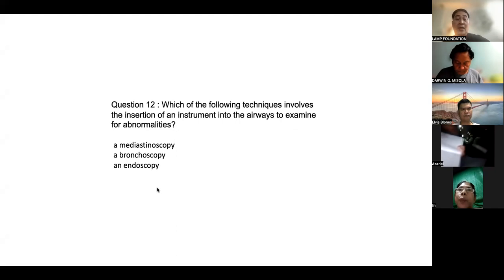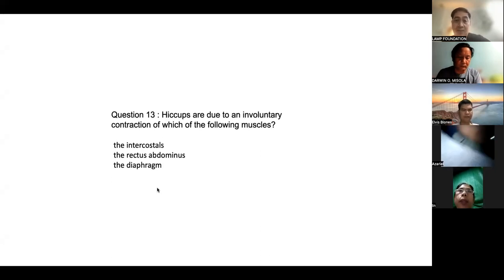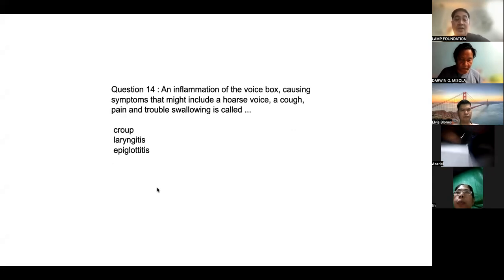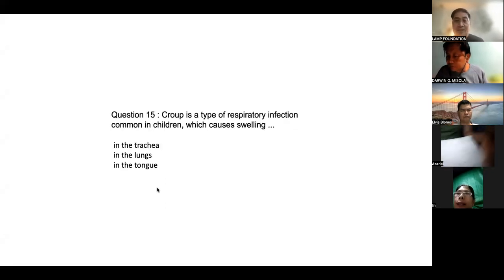pleurisy. Which of the following techniques involves insertion of an instrument into the airways to examine for abnormalities? Bronchoscopy. Hiccups are due to involuntary contraction of which of the following muscles? The diaphragm. Inflammation of the voice box causing symptoms that might include a hoarse voice, a cough, pain, and trouble swallowing is called laryngitis.